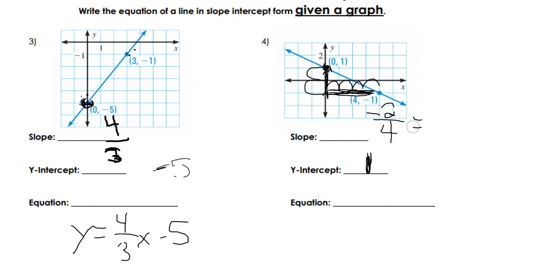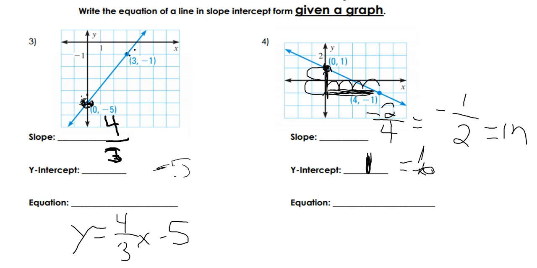Now anytime we have something like this in math, we like to reduce, put it into simplest form. So I'm going to call that negative 1/2, or negative 1 over 2. So I've got my slope, which is m, and I've got my y-intercept, which we should see as b.